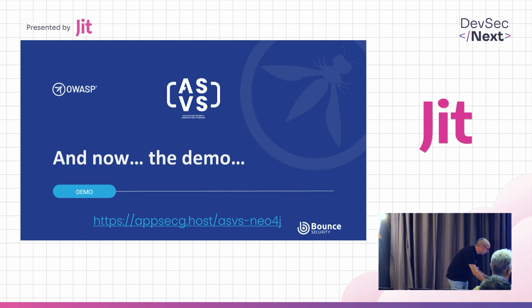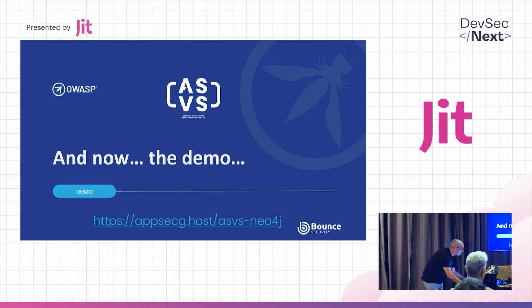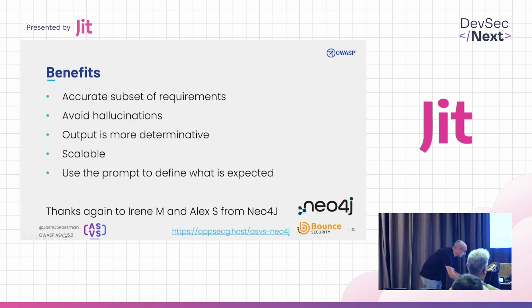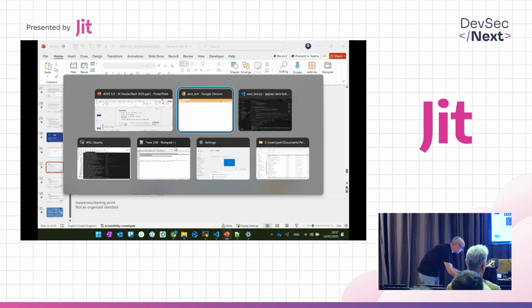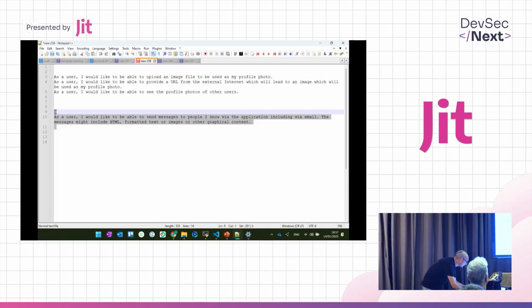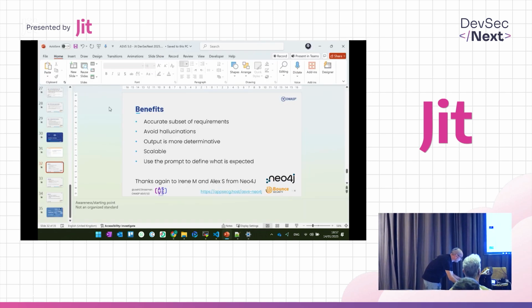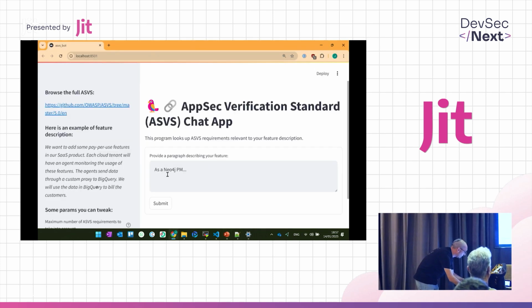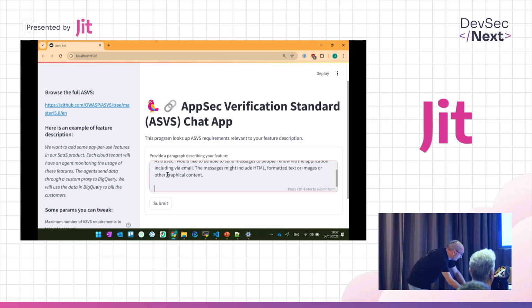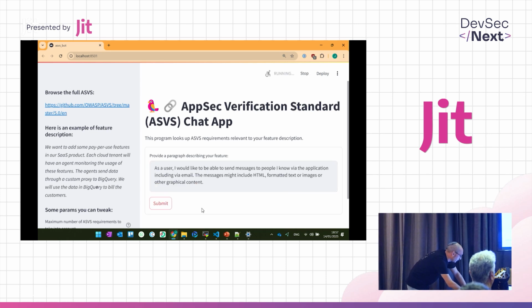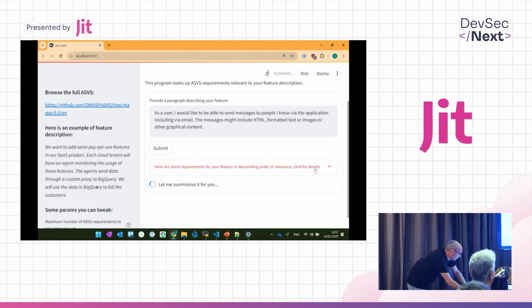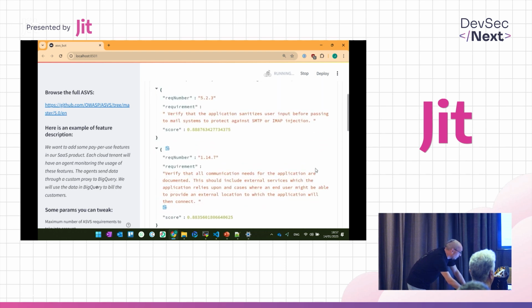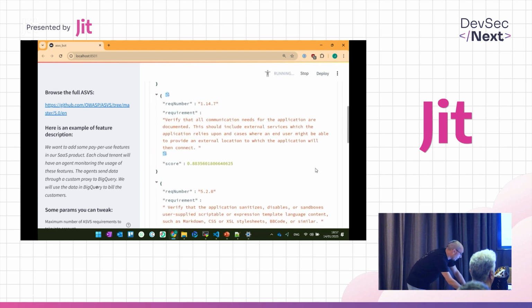So we'll do a quick demo. All right. So this is my prompt. I'm going to just use one feature for now. So I can give it a feature, paste it into the place where I put in the prompt. It's going to think about it. I started this earlier, so I hope it's going to work. There we go. So these are the requirements that came back from the graph database.